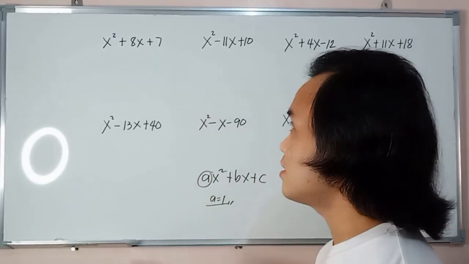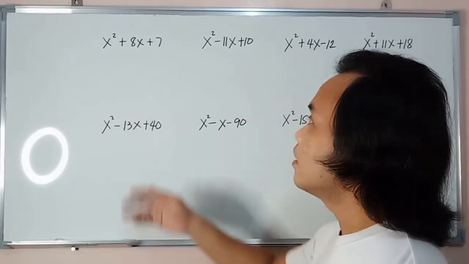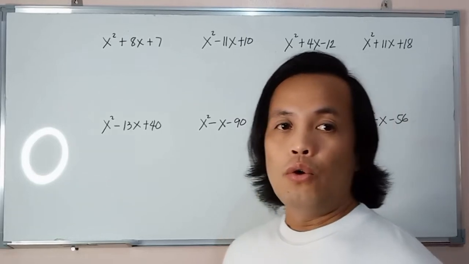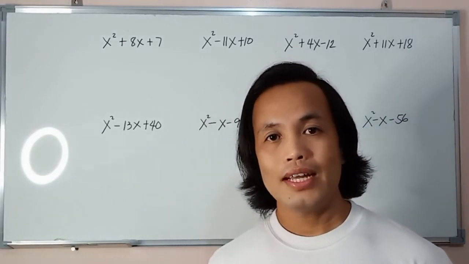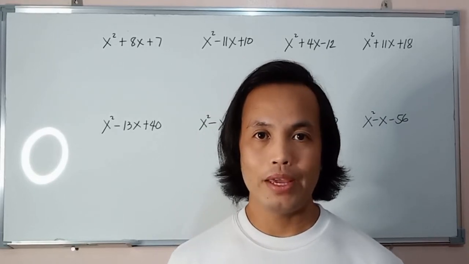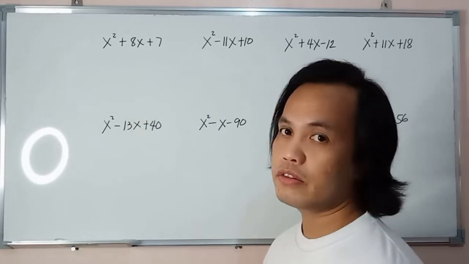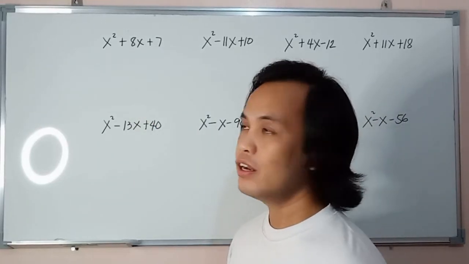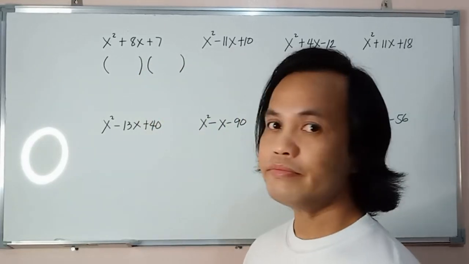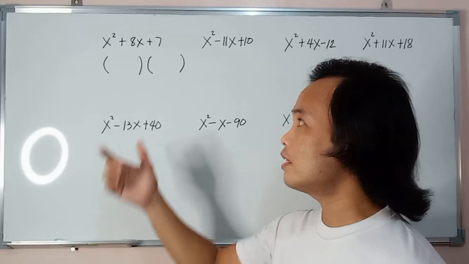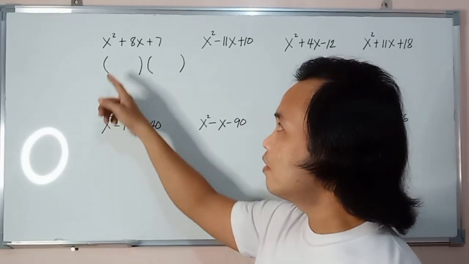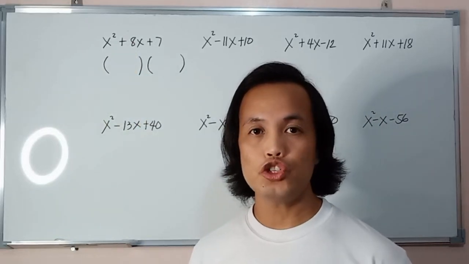Let's start with example number 1. We are given x squared plus 8x plus 7. We have to take note that in factoring a quadratic trinomial, the factors are two binomials. So first, write two parentheses to indicate the two binomials. Then we factor out the first term, which is x squared.